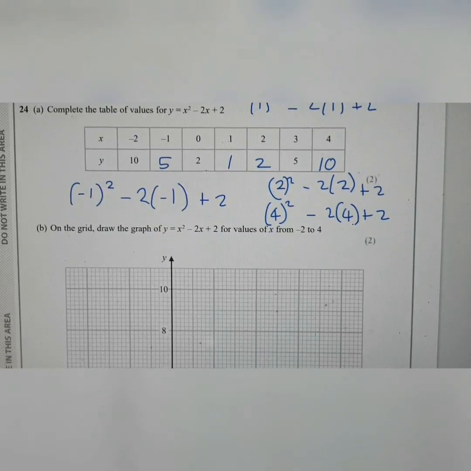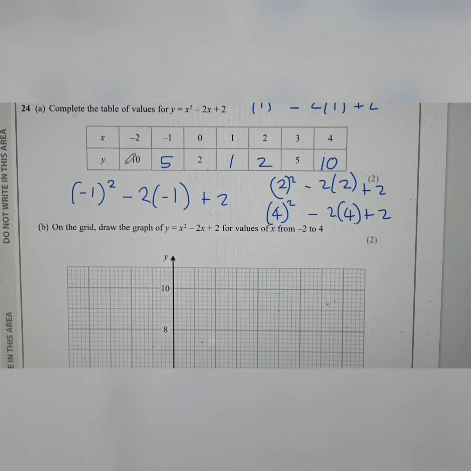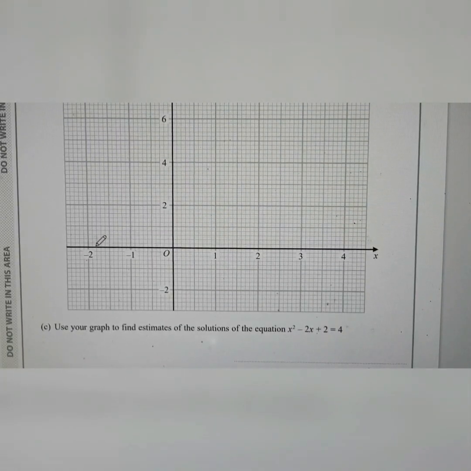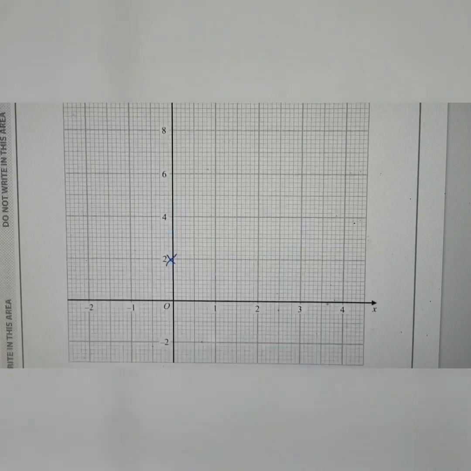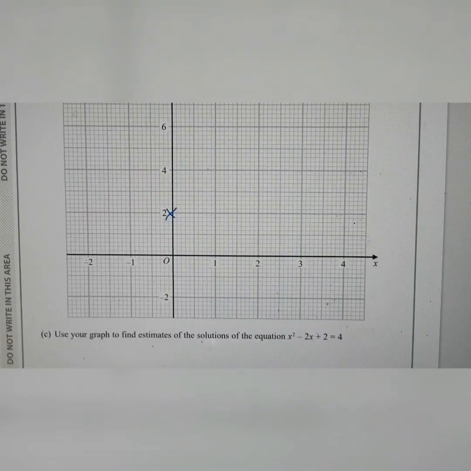So then you're going to plot the coordinates in your table. So you're going to plot -2, 10, -1, 5, 0, 2, 1, 1, 2, 2, 3, 5, and 4, 10. If it's easier, you can start with 0, 2, start with the positive values, and then go back to the negative values. So I'll show you how to do that. So plot 0, 2 first. X is 0 here, go up to 2. And then the next value is 1, 1, 2, 2. So 1, 1 is here, 2, 2 is there.